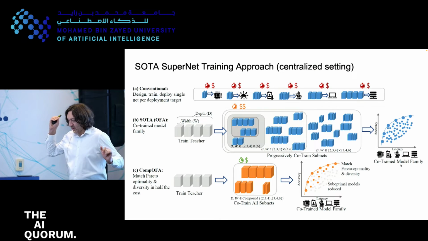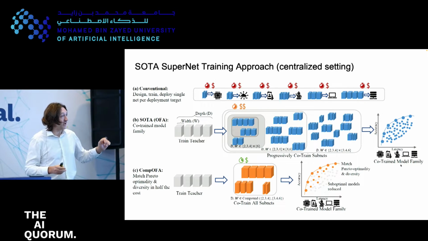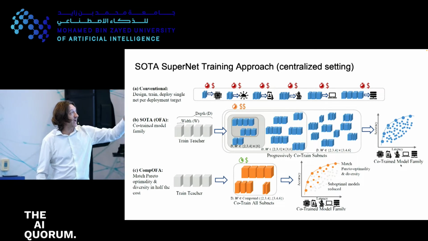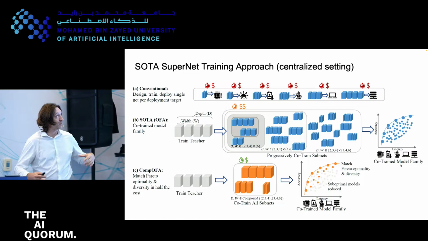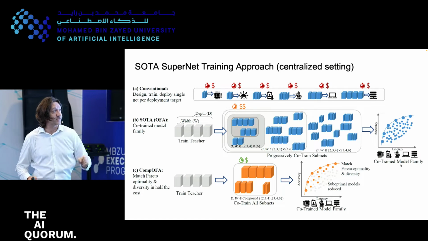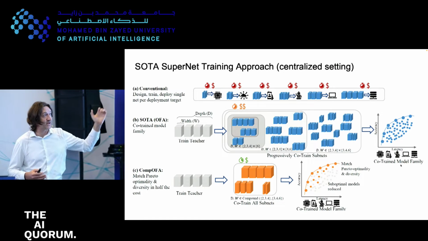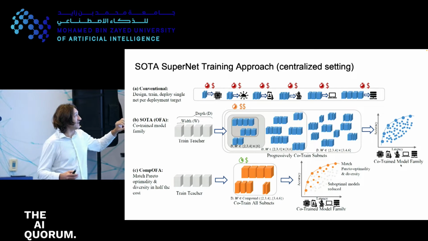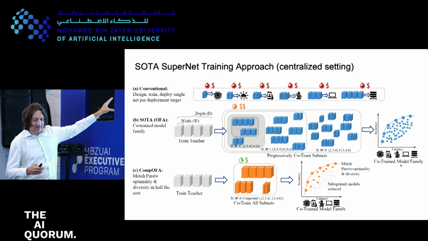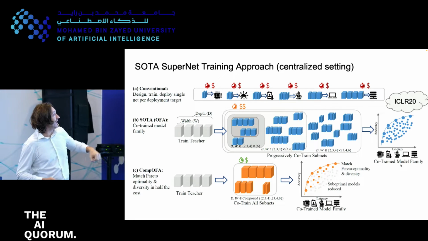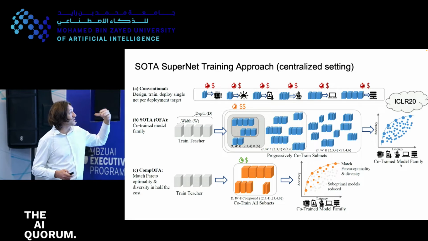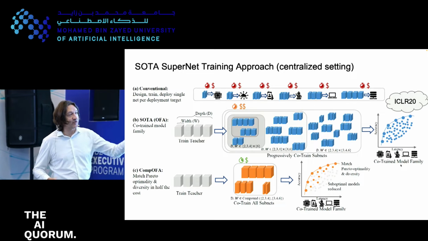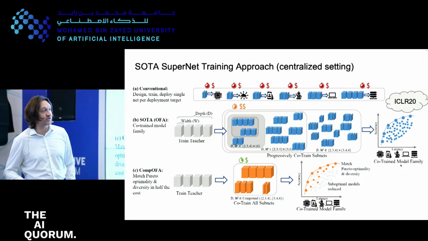Well, the conventional approach would be to train a different neural network for every single different deployment scenario that you care about. And this is what you see at the very top. Clearly, this is very expensive, right? More recently, in a centralized setting, there was a paper in ICLR 2020 that proposed a weight-shared approach in a centralized setting that actually does give you a cloud of points in accuracy latency trade-off space.